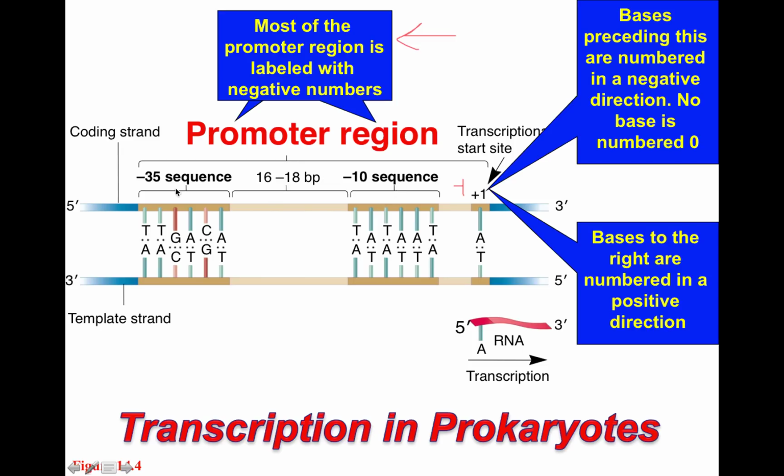And in between the -10 and the -35 region is a short segment of approximately 16 to 18 base pairs. It can be any sequence. The most important thing about this region is that it is 16 to 18 base pairs, not too many fewer or not too many more nucleotides in length.